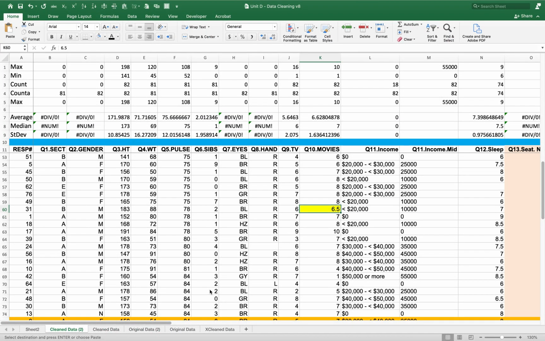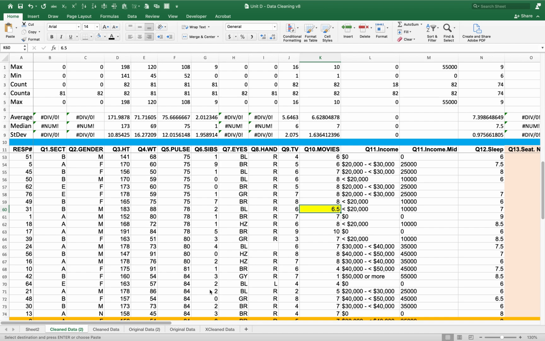One thing you could do is say, well, that's not a legal value, so I'm just going to get rid of that and make it blank. However, you've actually got good information there. You don't want to keep it as a 6.5. You want to change it to either a 6 or a 7. Which one? Well, what statisticians do is they don't always round up or round down. They actually alternate when dealing with half values.